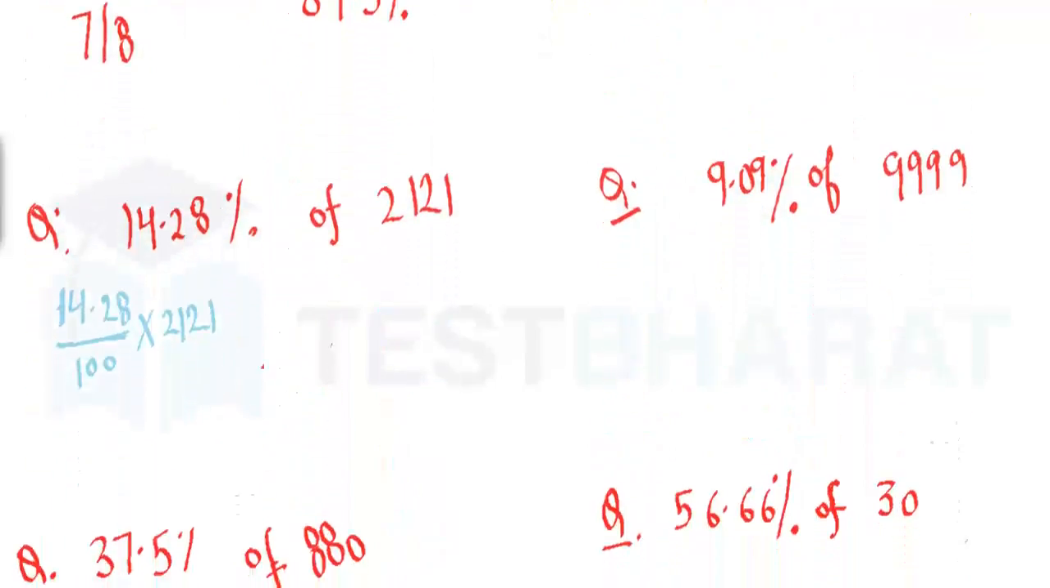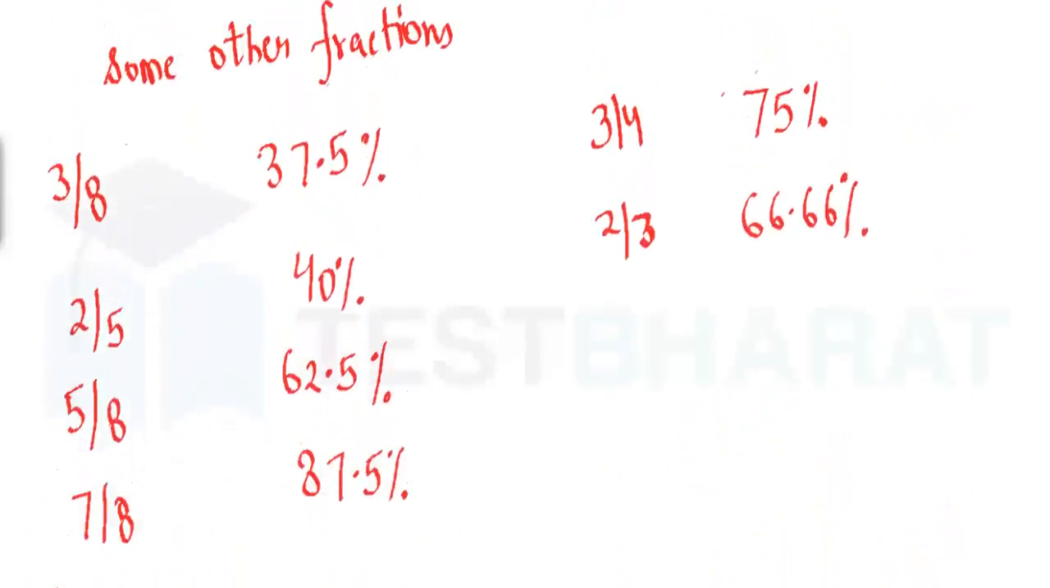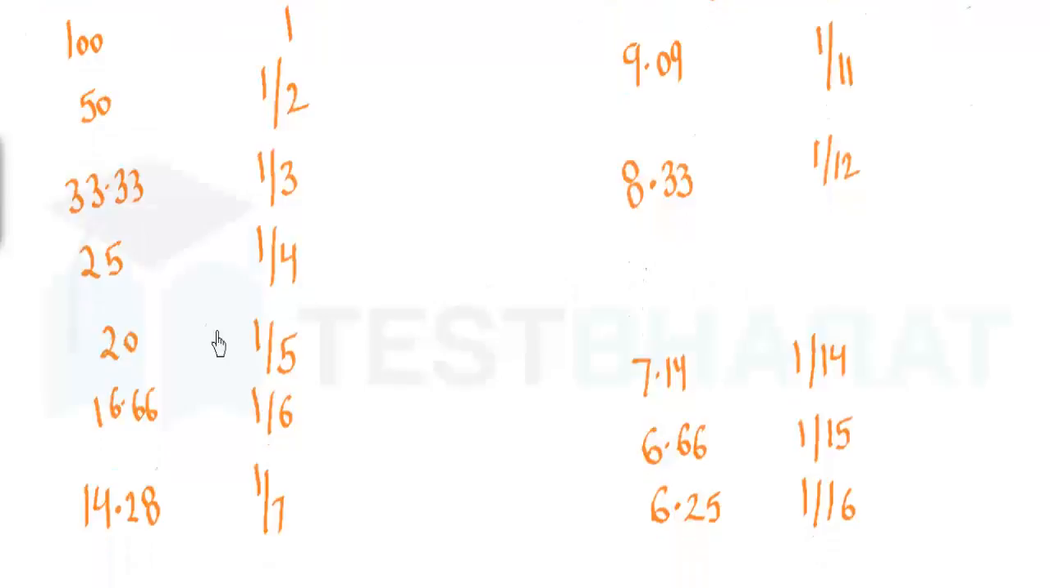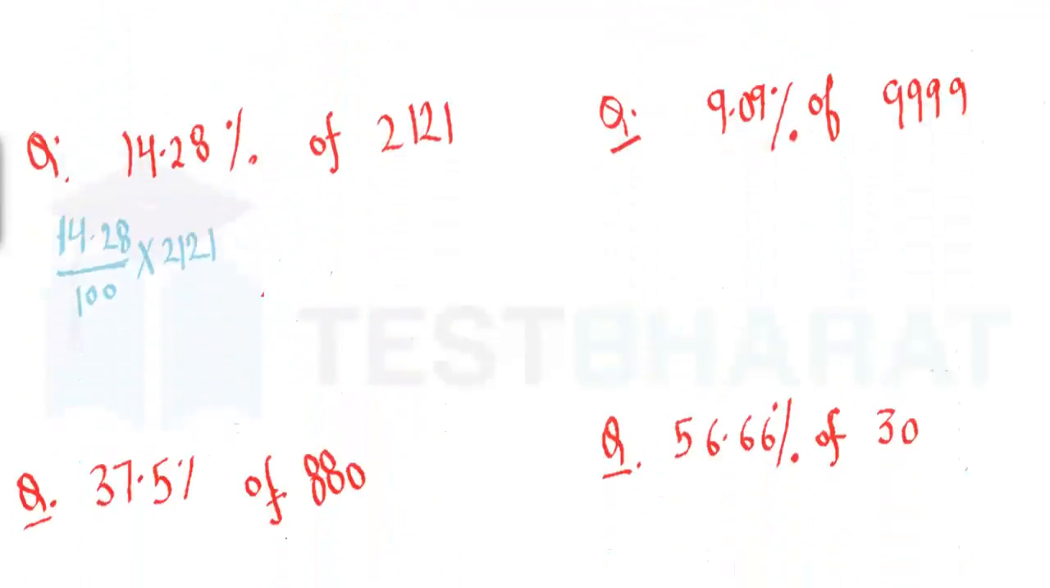So let's say we have to calculate 14.28% of 2121. So where is the 14.28? Here I can see that 14.28 is equal to the fraction 1 by 7. So what I can simply do is multiply 1 by 7 to 2121. That will give me 303, because dividing 2121 by 7 is relatively very easy.